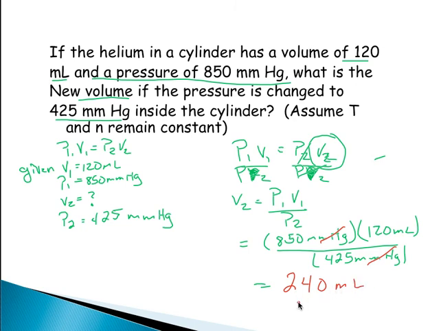Now, taking a moment to look, what happened to my pressure over here? I decreased my pressure by about a half. Remember, if I decrease pressure, volume should increase. If pressure decreases by a half, my volume should about double. And oh look, my volume did double, so I'm okay on my double check.